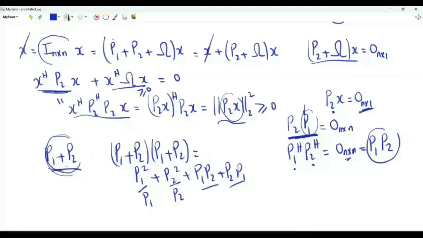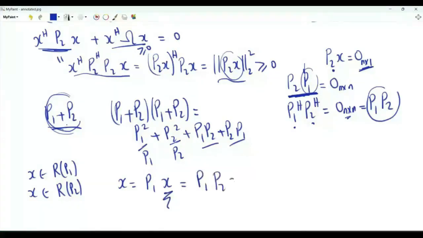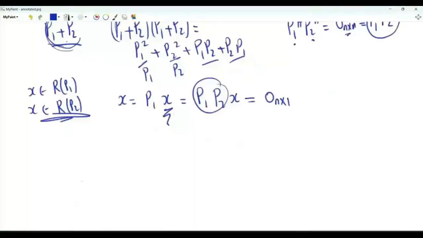Note that the intersection of the range of P1 and the range of P2 is just the 0 vector. If x is in the range of P1 and x is in the range of P2, then x is equal to P1x, but also x is equal to P2x. This is the 0 matrix. This is the 0 vector. The only vector living in both column spaces is the 0 vector.